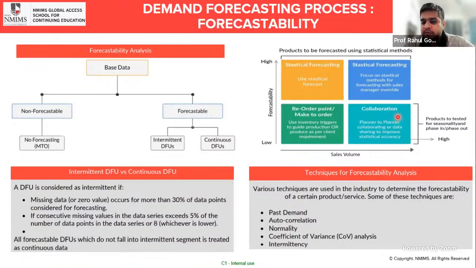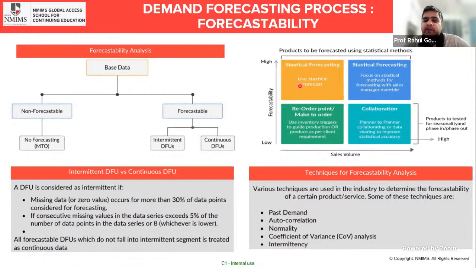which is collaboration. There could be a third bucket wherein forecastability is low and sales volume is also low. So there it is being said to do it on a make to order basis, or drive the demand fulfillment or servicing of demand by using inventory as a lever and not demand as a lever. And the fourth bucket is where sales volume is low, but forecastability is high. So again, stat forecasting can be used.